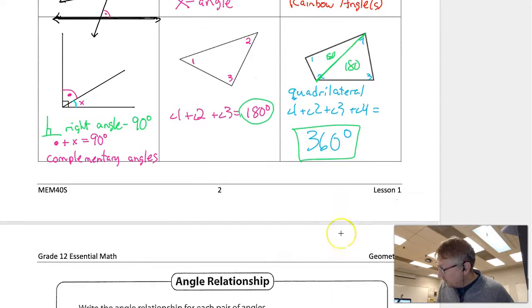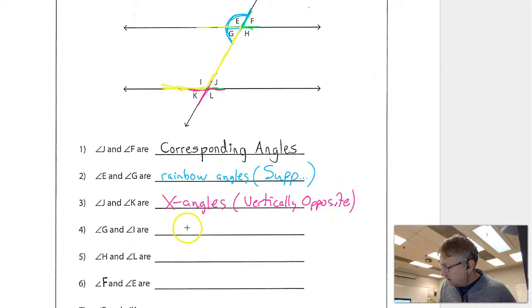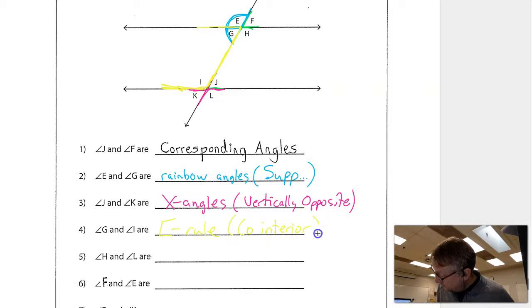But I think angle G with angle I are C-rule angles. Again, the official title is co-interior angles.